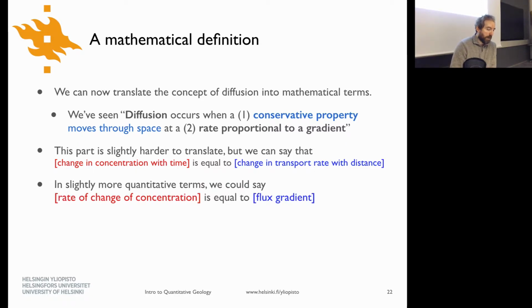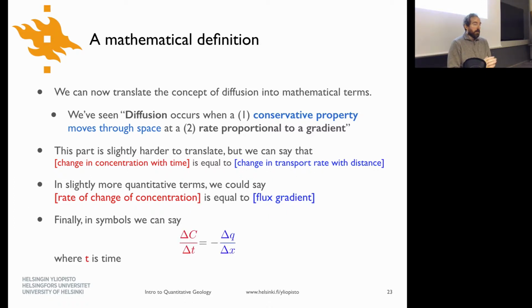So another way we could say this is that the change in concentration with time, the rate of change of the concentration, is equal to a flux gradient. We had this transportation rate before. If we have a transportation rate that's changing over a distance, that is another gradient. Transportation rate is our flux, and the change over some distance is the gradient part of that.